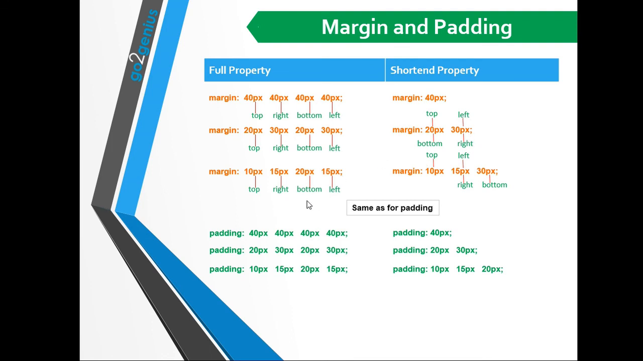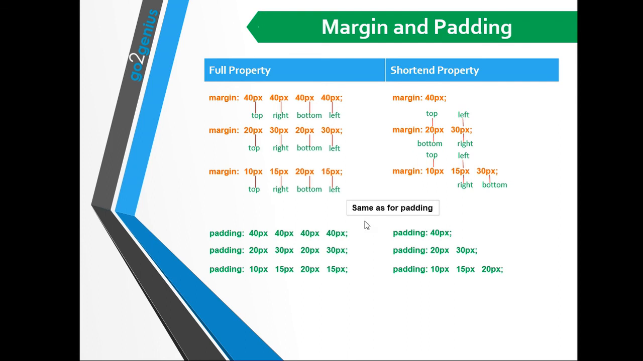On the other hand, if right and left values are equal and top and bottom are different from each other, in that case we can write the shorthand property like this with 3 values. First value for top margin, second value for left and right margin, and third value for bottom.